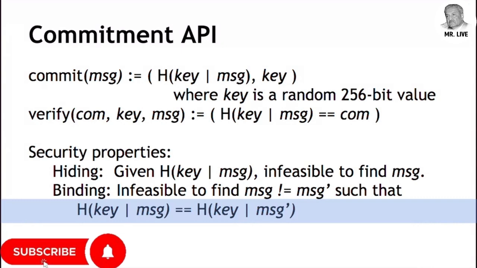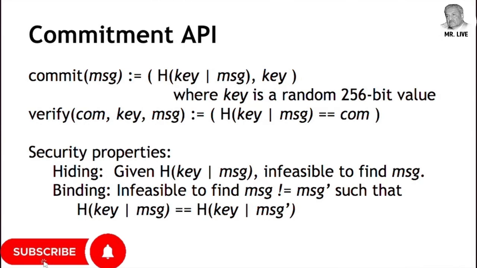Okay, so now what these properties become: the first one is, given the hash of key concatenated with message, it's infeasible to find the message. Well, it turns out that that's exactly the hiding property that we talked about before. Key was chosen as a random 256-bit value, and therefore the hiding property says that if we take the message and put before it something that was chosen from a very spread out distribution, like a random 256-bit value, then it's infeasible to find the message. So this is exactly the hiding property.